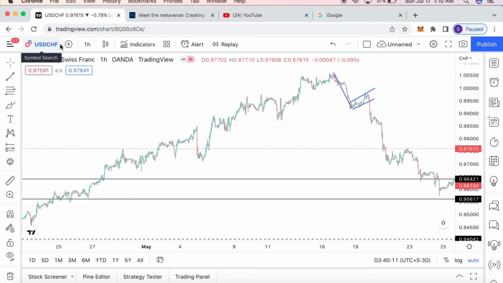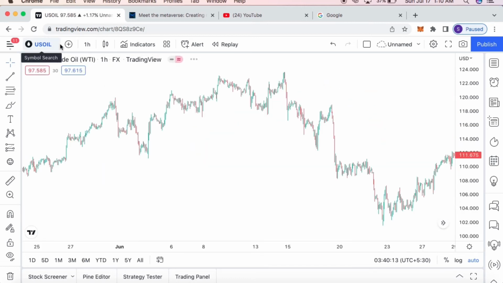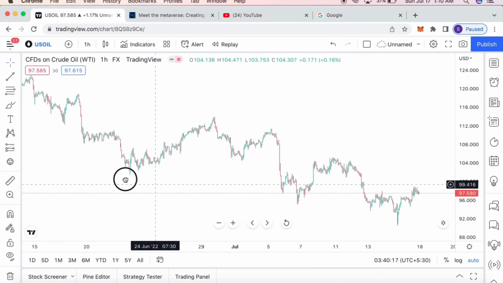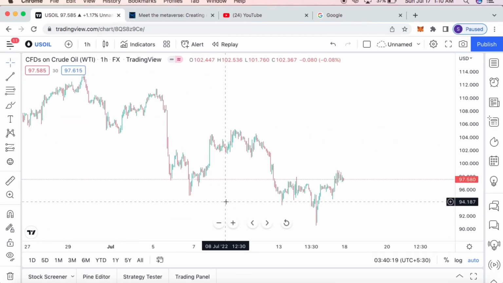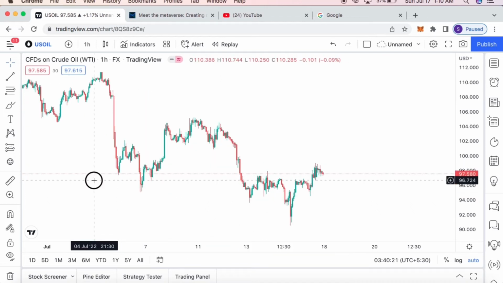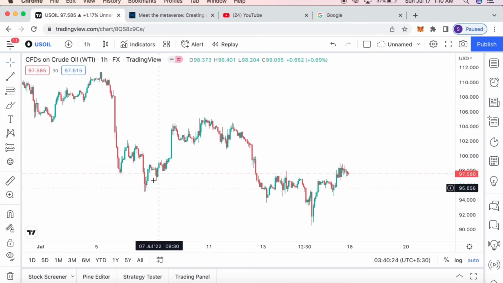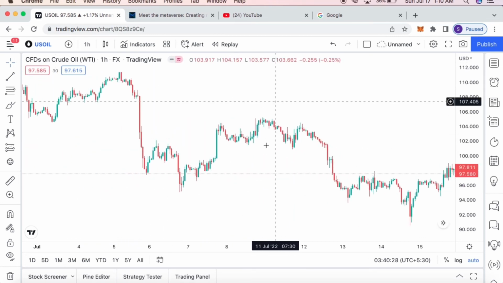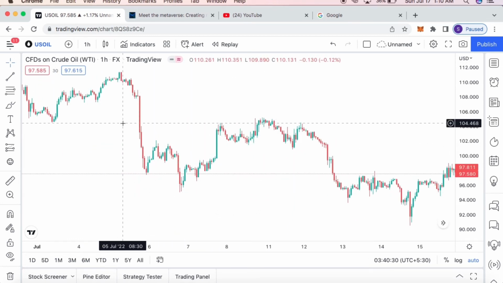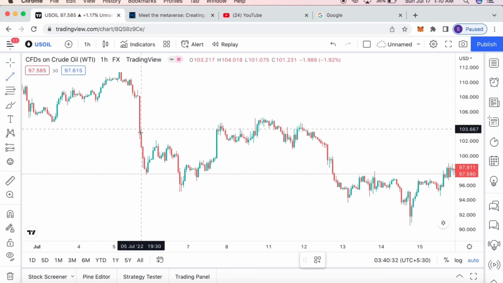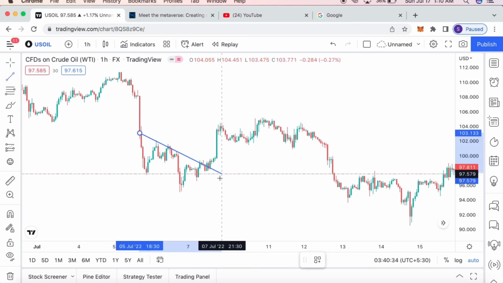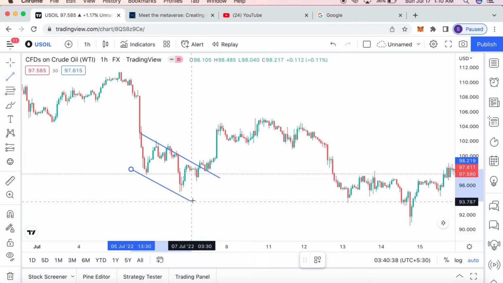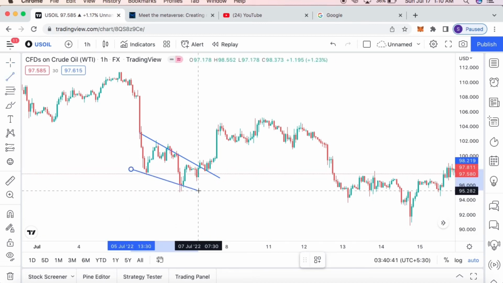So let's jump onto another currency pair. Right now we're going to be looking at US oil. This is an indices, US oil. So what do we have on US oil? Just tap in like this and you see patterns everywhere. This is a pattern right here, a falling wedge.